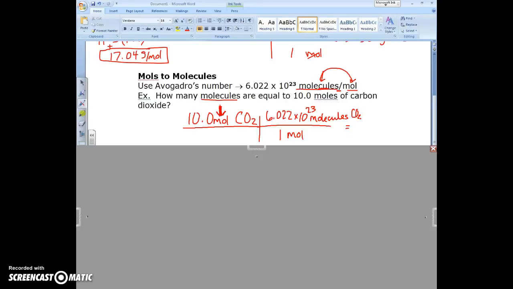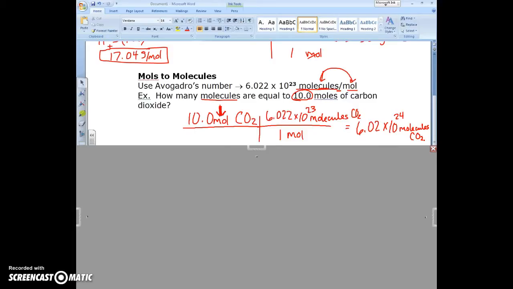Remember, when you use Avogadro's number, the answer will probably come out in scientific notation. Make sure you look to the end of your calculator to get all the points you want. Again, sig figs, look at the number given in the problem, and that's 3. So I need 6.02 times 10 to the 24 molecules of carbon dioxide. That's a lot of molecules.